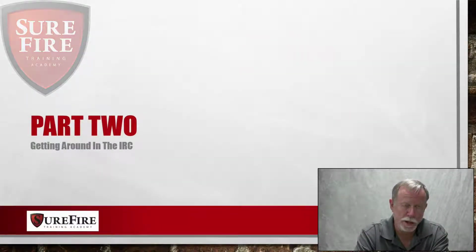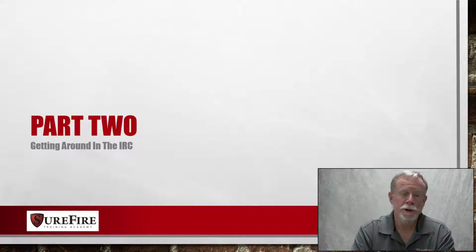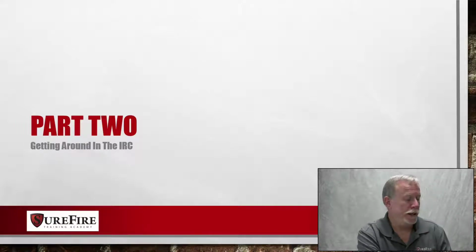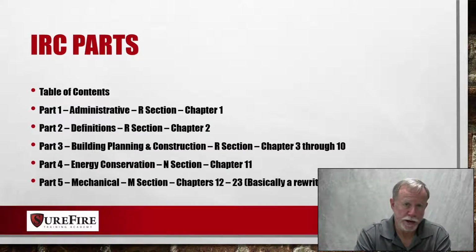We're continuing our discussion of using the IRC, and in part 2 we're going to talk about getting around in the International Residential Code. We will start defining the different sections within so that you will know where to look for something. For example, you should just know if you have a question about a masonry chimney, you need to be in chapter 10. That's where you need to be. And we want to help you get that understanding. So let's look at the different parts of the IRC.